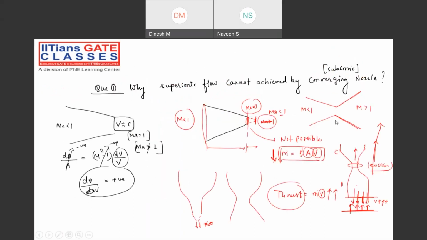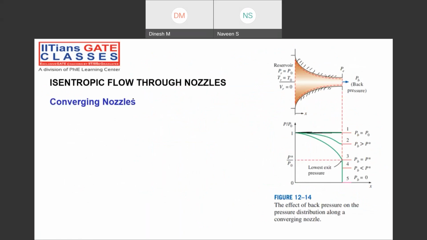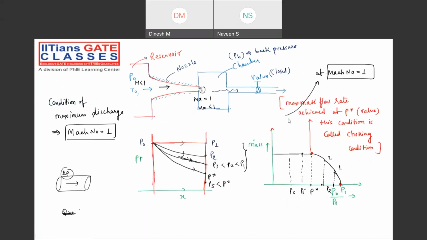Yes or no, guys? So you can note down that the converging nozzle we can use in hydraulic turbo machines. Understanding my point or not? All of you understanding? Yes. Check it out. Perfect. Done.